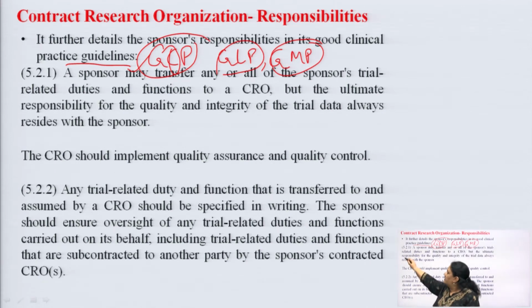5.2.1. See here, first one: a sponsor may transfer any or all of the sponsor's trial-related duties or functions to a CRO, a contract research organization, but the ultimate responsibility for the quality and integrity of the clinical trial data always resides with the sponsor.